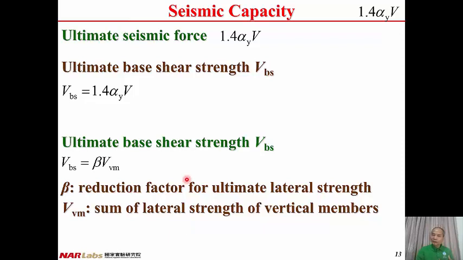Since the ultimate lateral strength may not be developed at the same time for all vertical members, the summation is reduced by a reduction factor for the ultimate lateral strength, beta. After reduction, we have VBS equal to beta times VVM, and VVM is the sum of lateral strengths of vertical members. VM here stands for vertical members.